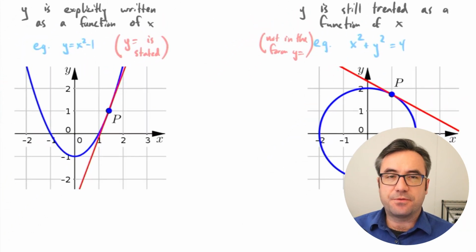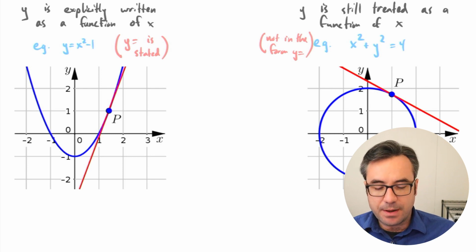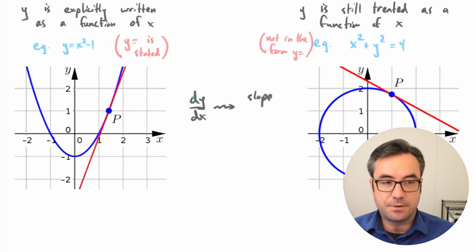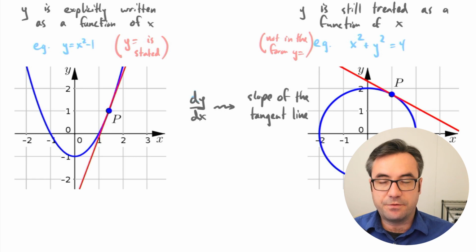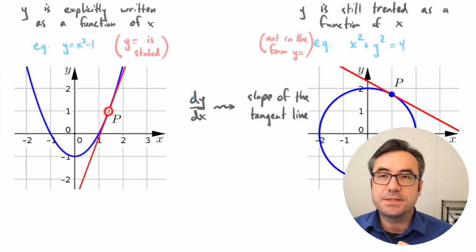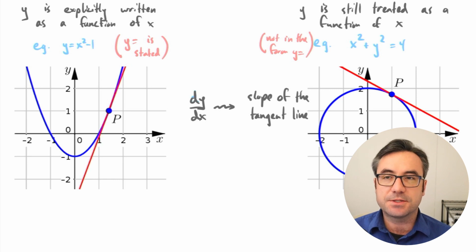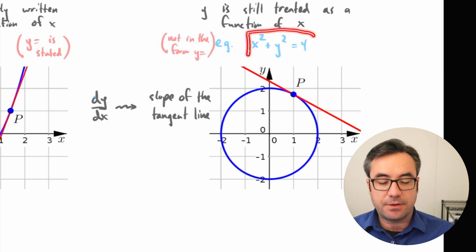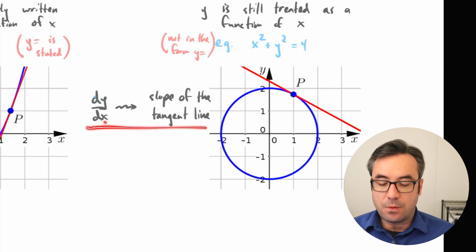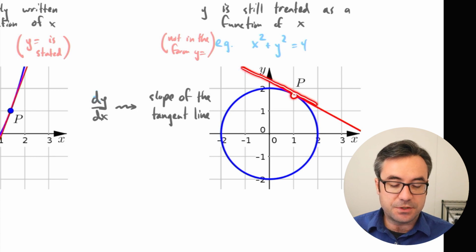So when we look at these two types of functions, it's still going to make sense in both cases to talk about the derivative. So we're still going to be able to talk about the derivative dy dx. And in both cases, what the derivative does is it gives us the slope of the tangent line to the curve. So what we've done in the past is we've had things like a parabola, and we've looked at points on the curve and figured out the slope of the tangent line at those points. Well, we're going to see how to calculate the derivative dy dx for equations like this, where we don't actually have y equal to. And the result is still going to get us the slope of that tangent line.